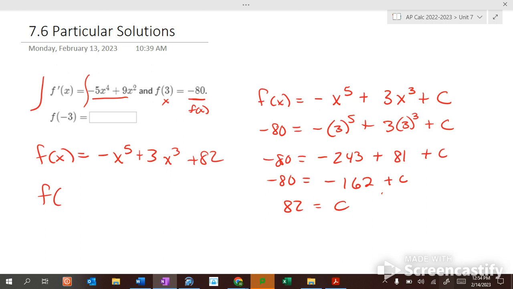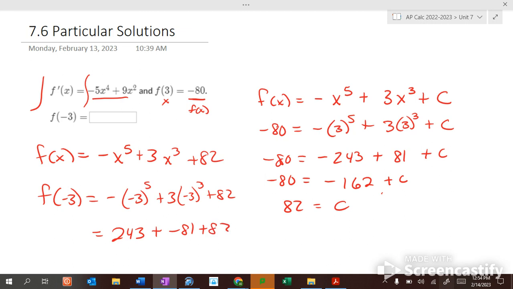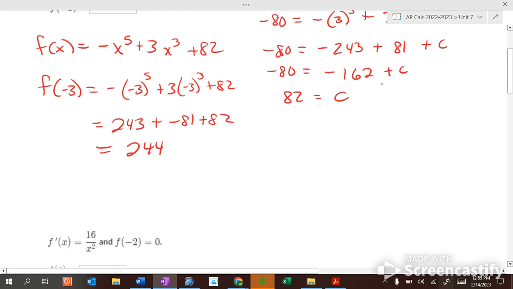So then they ask, what is f of negative 3? Well, you stick negative 3 in. So it's the negative of negative 3 to the 5th plus 3 times negative 3 to the 3rd plus 82. Well, negative 3 to the 5th is negative 243, times a negative is a positive 243. 3 to the 3rd is 27, times 3 is negative 81, plus 82. So in the end, we should get 244. Okay? So that's not so bad.